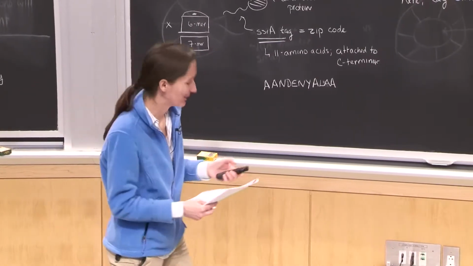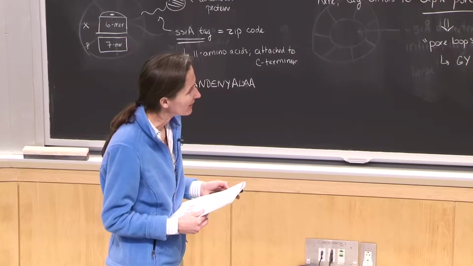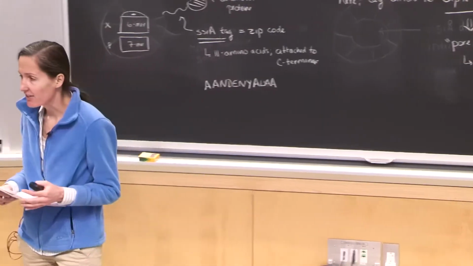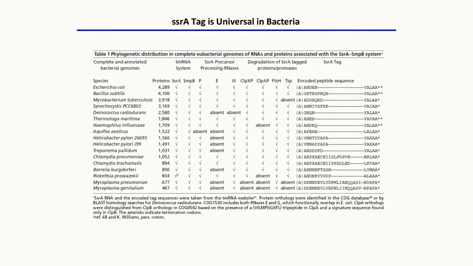We don't ever leave the ribosome too much within these units. Here, just to point out, this tag is universal in bacteria. So here's just a table of phylogenetic distribution. You're not responsible for these details. Yeah?